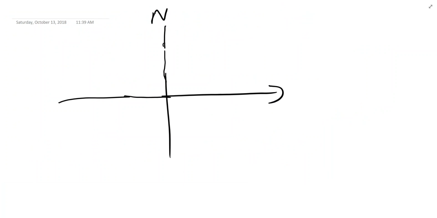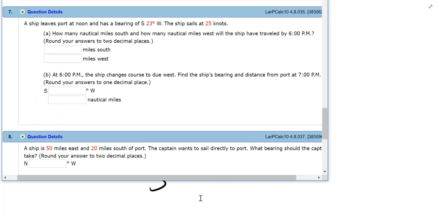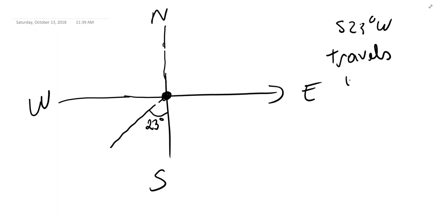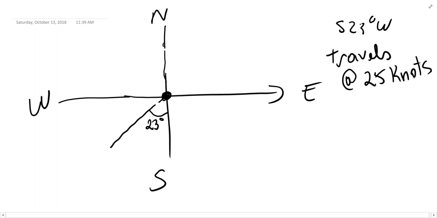So this is north, west, south, east, and the bearing for our ship. So the ship starts here and it was going southwest 23 degrees. So it's going this way, and this angle right here is 23 degrees. So south 23 degrees west, and it travels at 25 knots. So this is just nautical miles. It's just a little more than a regular mile.